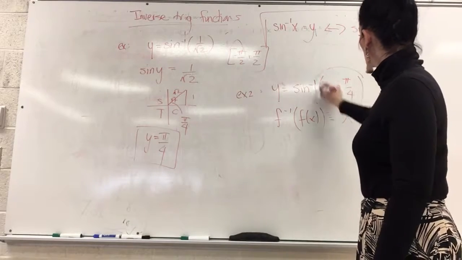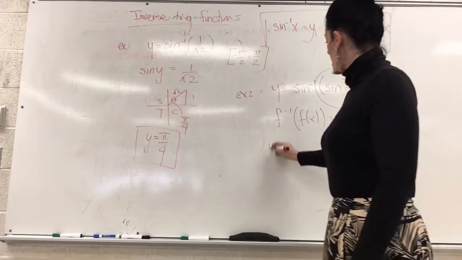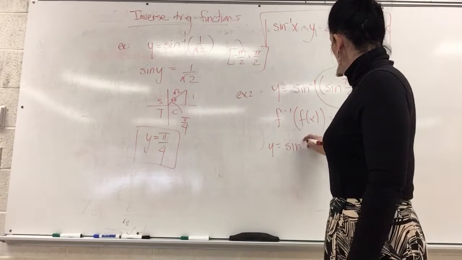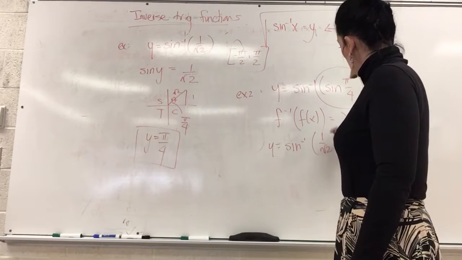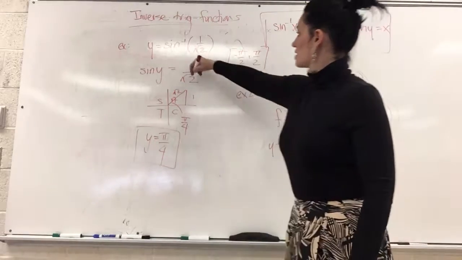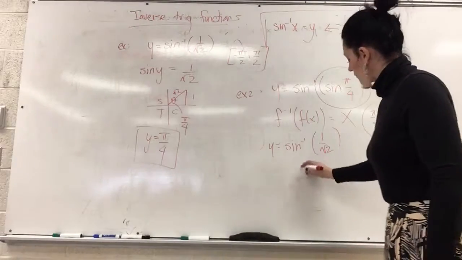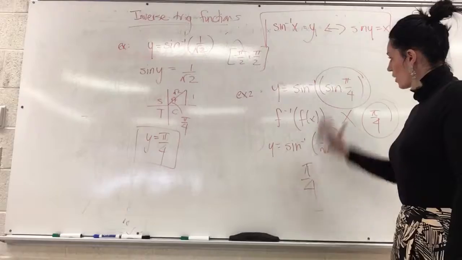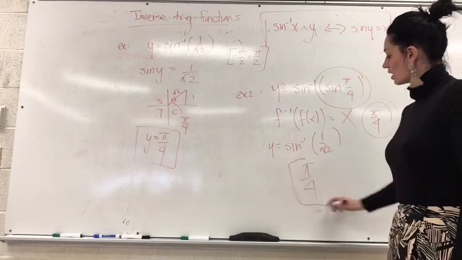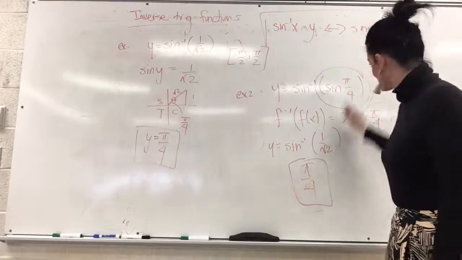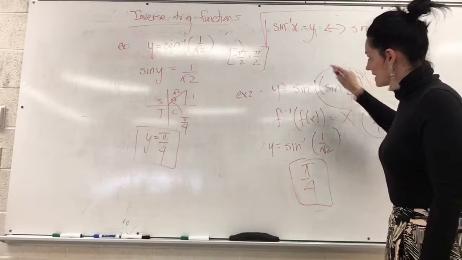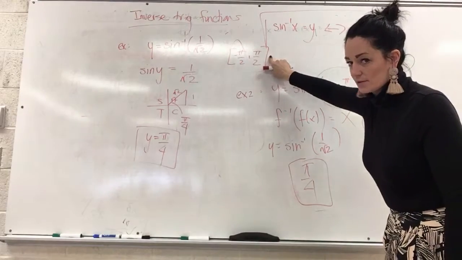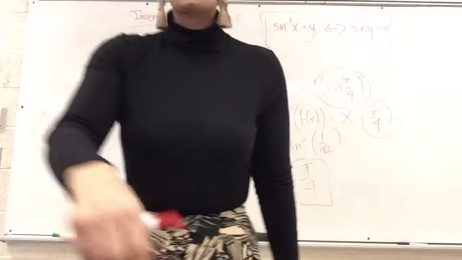So let's just do it. What is sine of pi over 4? Sine of pi over 4 is 1 over root 2. Inverse sine of 1 over root 2, I actually already did that question, is pi over 4. So if you have a question like this, you can just skip to the answer as long as this angle exists within the domain of the function. You have to be careful of that. Okay, so that's sine.